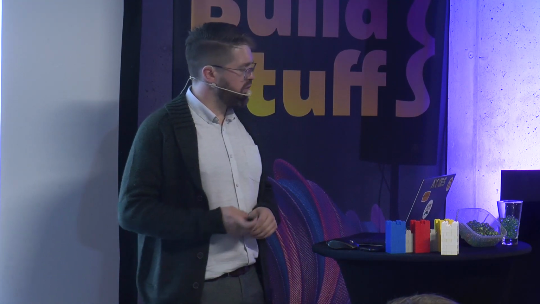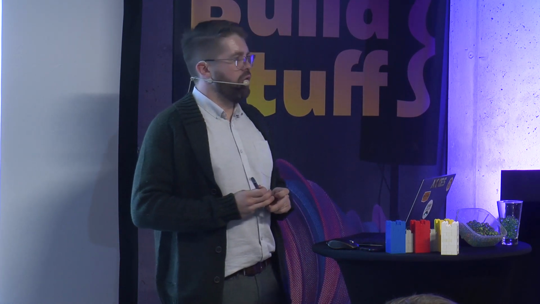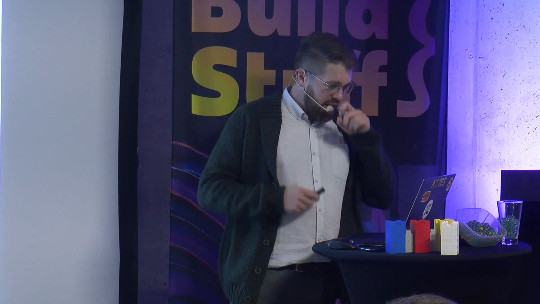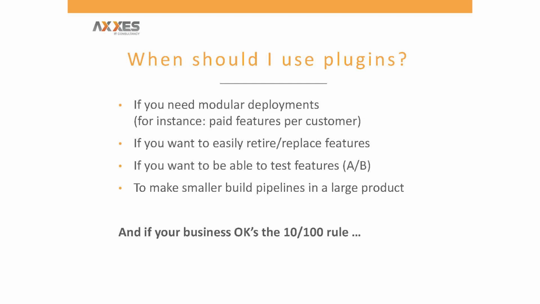And when should you do these things? Well, onion architecture, there's really no reason not to. If you're developing a new project, try it out. You will see that it's really not as hard as it first seems. Plugins is something else. You have to decide if it's really right for you, because it adds a little bit of friction. So good scenarios to use this is if you need, for some reason, modular deployments. You're going to need to deploy a couple of features for some customers and some for others. That's a really nice reason to do plugins.